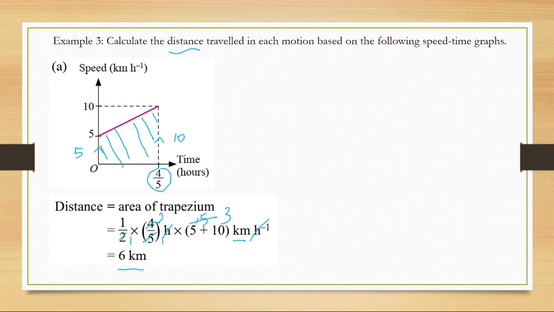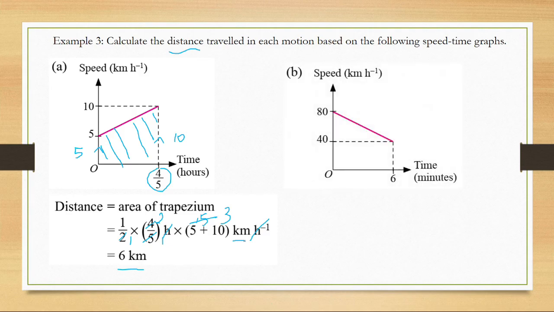Okay, now we look at diagram B here, another speed time graph. So to get the distance here, you can see two shapes, which are a rectangle and a triangle. It's up to you whether you want to find the area of a triangle plus a rectangle, or you can find the whole area here, which is represented by the trapezium. Okay, so where are the parallel lines? Can you identify? These are the parallel lines. The length for this here is 80, and the other side is 40. And the height here is 6.